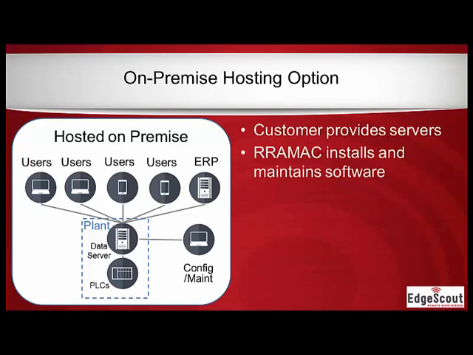So what you see in this diagram is that the server resides within the walls of the plant. The configuration is done by Ramic through a remote, secure connection, and then the users still come down through that same data server. So you're still maintaining some isolation between the plant floor control system and the rest of the world.